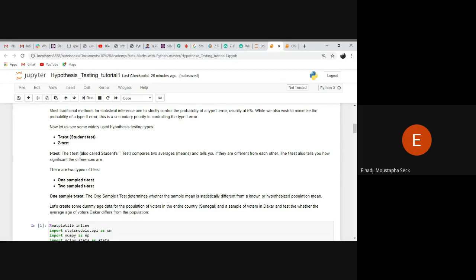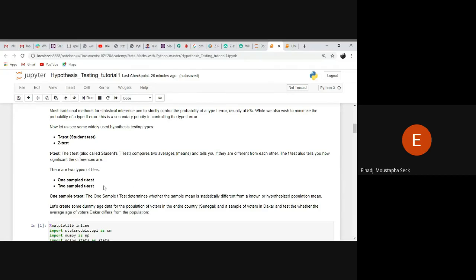The T-test just tries to compare two average means, or maybe proportions, and tells you if they are different from each other or not. As in the example I gave, I have my population and I compute its mean, and I have my sample and I compute its mean. But statistically, I want to know if the sample really has the same distribution as the population, or the same mean as the population. So this is basically what a T-test is.